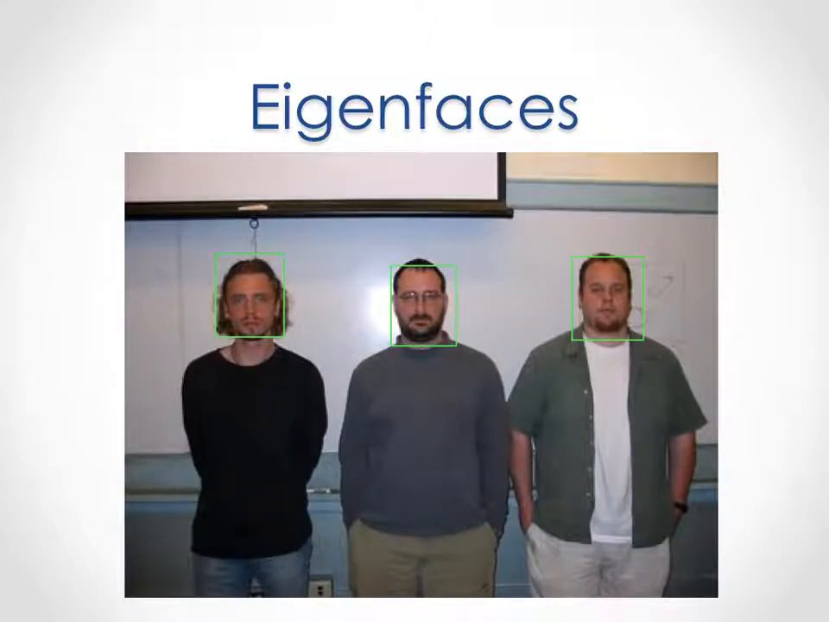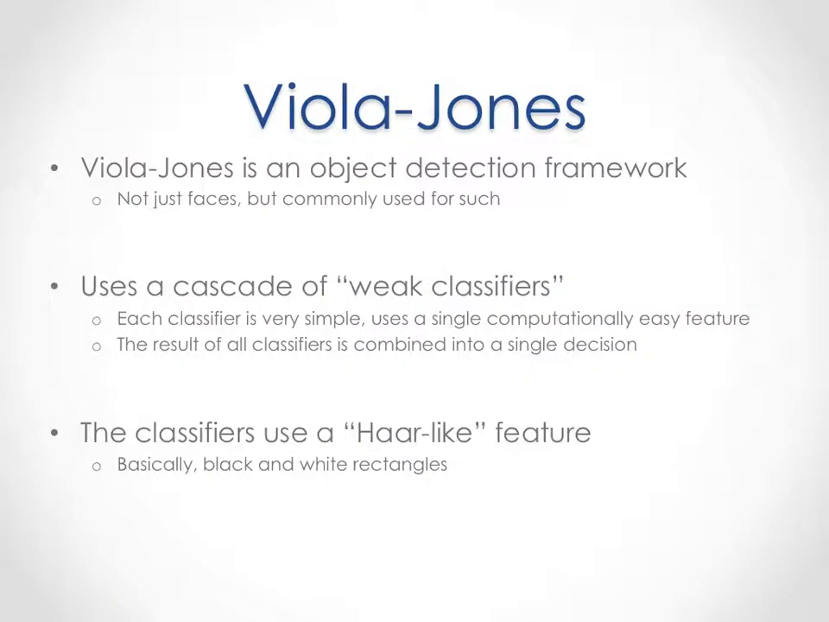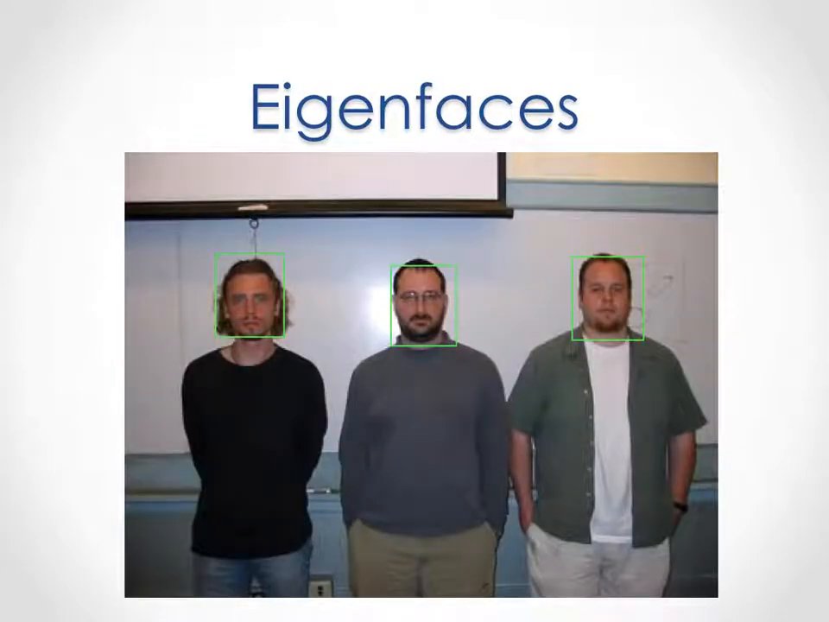And so yeah, this is the kind of thing that you would get. This is a picture from when I took the computer vision class a couple years ago here. We just took pictures of ourselves in front of a whiteboard, and this is the kind of thing that you would get. You would get regions where it says, aha, this is indeed a face.